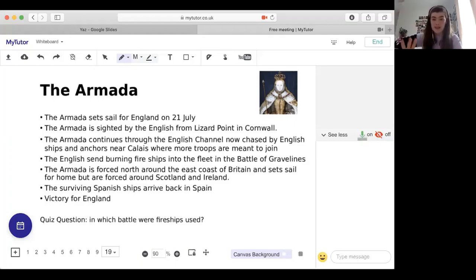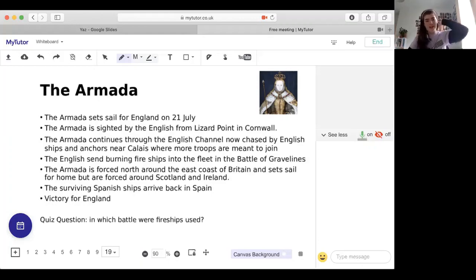So that's a pretty massive detour, and many ships are wrecked in storms and thousands of sailors drown, which is quite sad, obviously. So the surviving Spanish ships arrive back in Spain. Almost half of their fleet is lost, so massive damage, and England win.